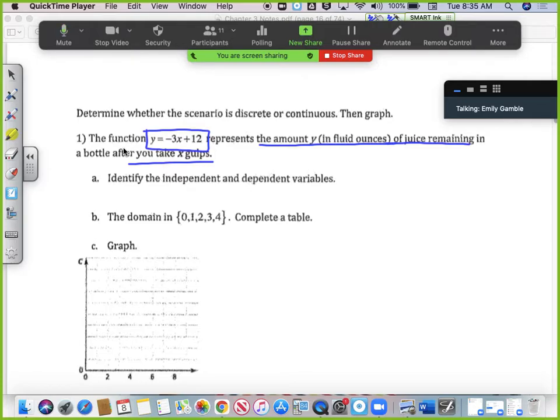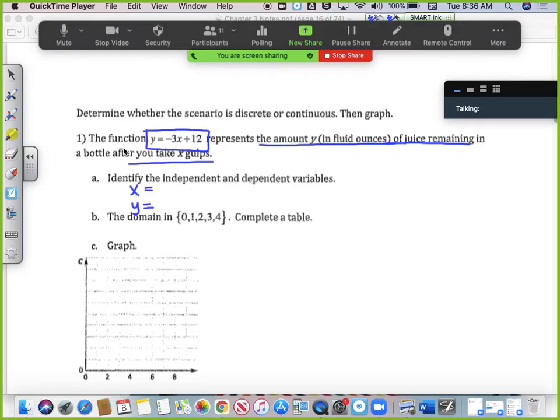Every time we have a situation, we're going to have two variables. Usually they're going to be x and y. x is the independent variable. The independent variable is usually just what's happening, and y is the dependent variable, which depends on what is happening. So if we're thinking about this situation, what depends on what? Does the amount of juice remaining in the bottle depend on how many sips you're taking, or does how many sips you're taking depend on how much fluid is left in the bottle? The first one or the second one?